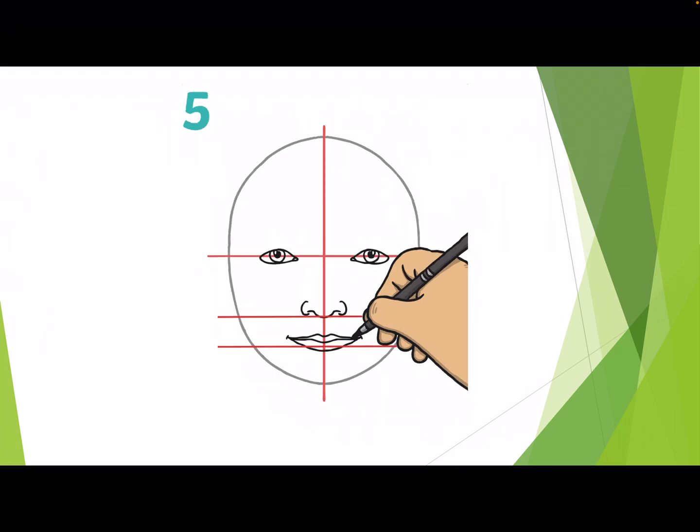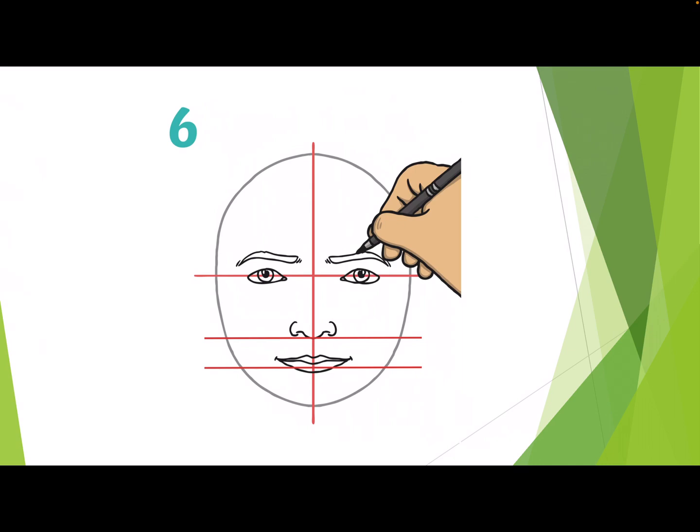Then you're going to draw the mouth. Now this sits mostly above the bottom horizontal line and is spread equally either side of that vertical line. You'll need to make sure that the lower lip is larger than the top lip. That's generally, for most people, the case.